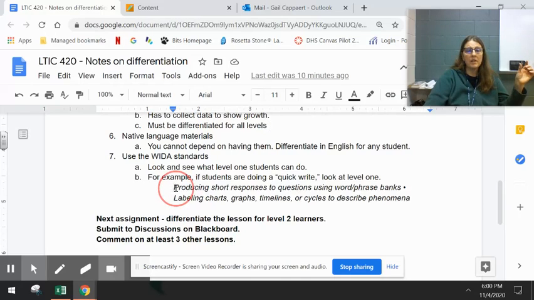But in level 1, the WIDA candidate statement shows that level 1 students can produce short responses to questions. So they can't really produce what you would call a quick write. They can label charts, graphs, timelines. So a quick write for a level 1 student might be using a word bank and maybe some sentence frames. They might construct some really short sentences.